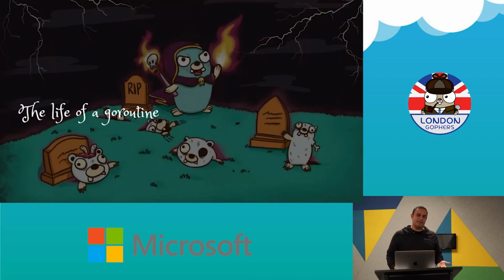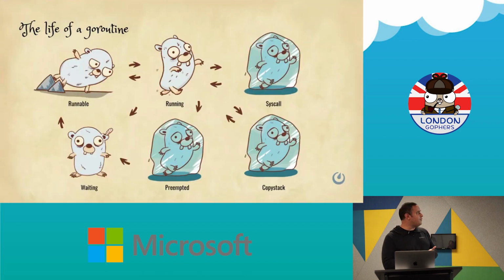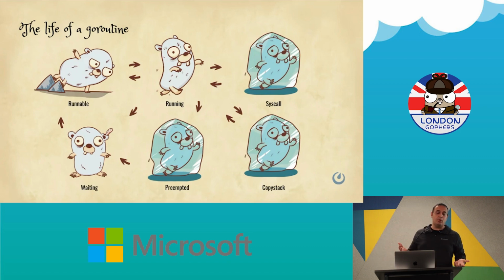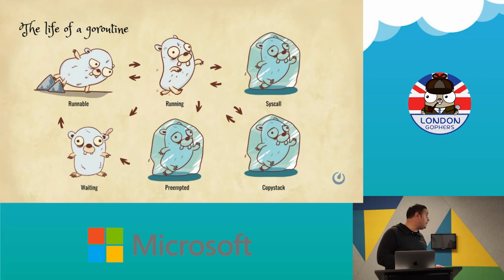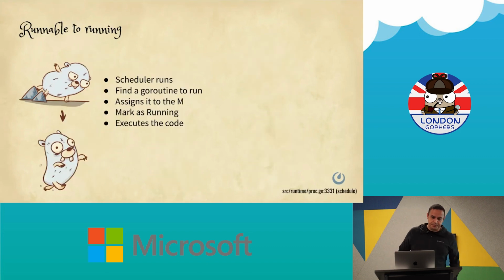So, okay, let's talk about the life of a Goroutine. Whenever a Goroutine is alive, it can be in these states. These are the states that exist, apart from dead and idle. So a Goroutine normally starts in runnable mode and can be running, from running can go to waiting, from waiting can go to runnable again, from running can go to preempted, can go to copy stack and back, things like that. So let's talk about each of these transitions.